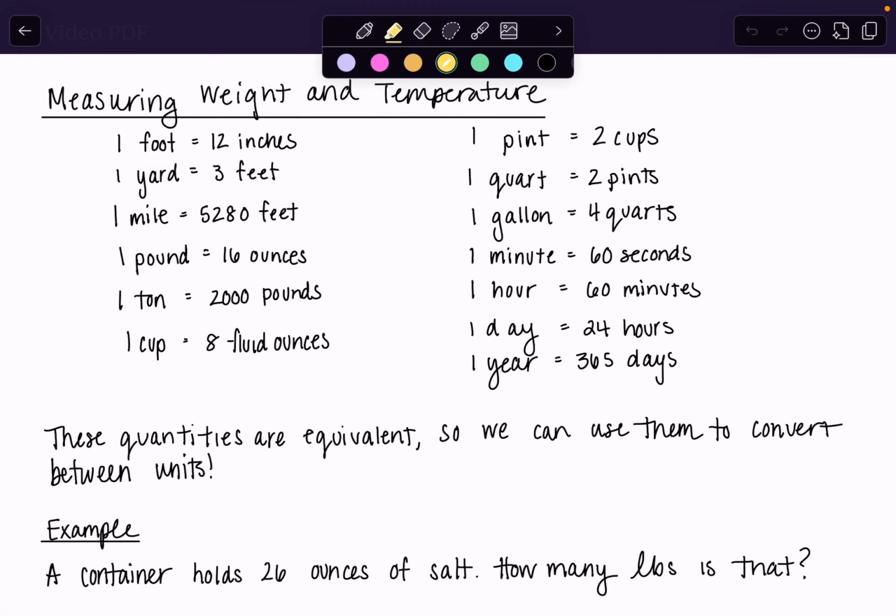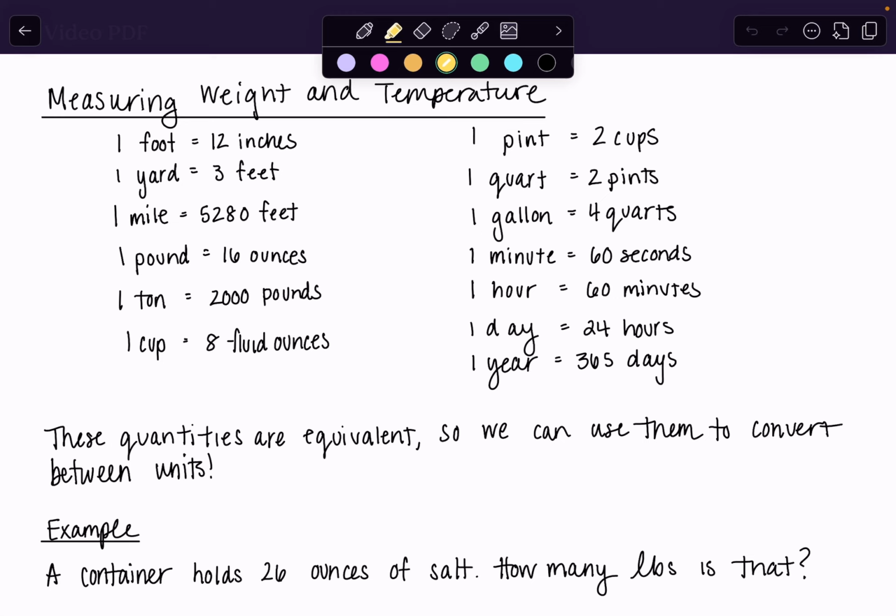Our last bit of conversions deals with weight and temperature and just kind of everything together. So here are a bunch of different conversions that we use just in general. 1 foot is 12 inches, 1 yard is 3 feet, 1 mile is 5,280 feet. So those are all dealing with length.